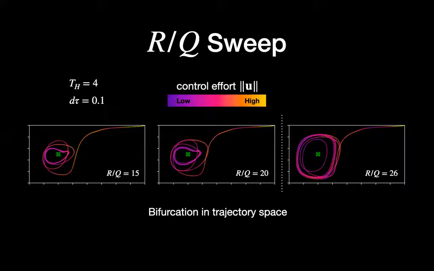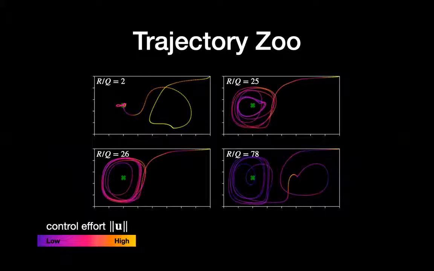Upon increasing the R by Q ratio further, we hit a point where the trajectory orbit is growing larger and larger in size, and suddenly it switches completely to a different qualitative trajectory altogether. This can be thought of as a bifurcation of some sort in the space of all trajectories. In fact, if you sweep through more and more R by Q ratios, you find there's an entire zoo of trajectories that you can build which use energy really differently.